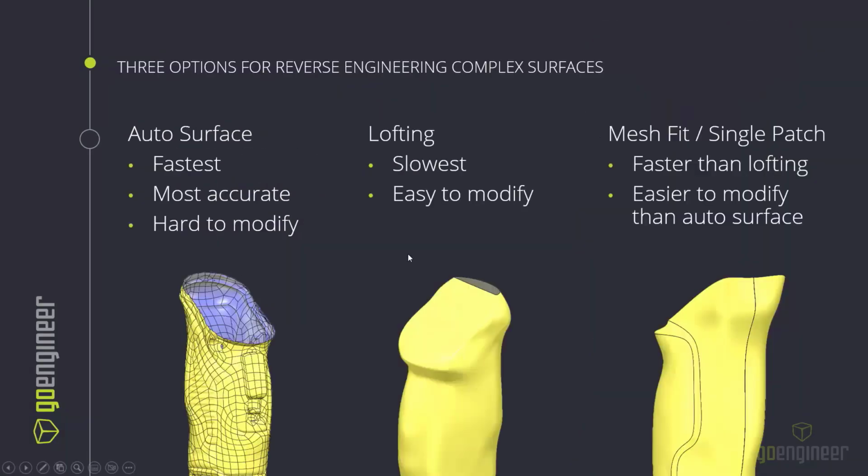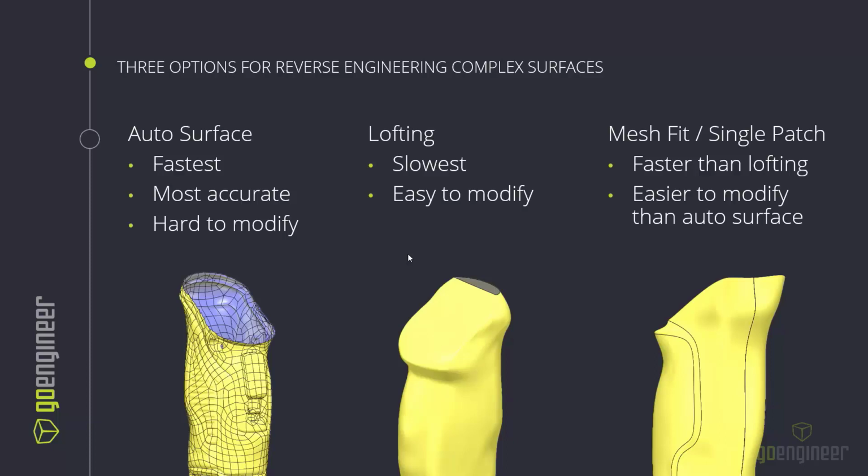Generally speaking, there are three main options for reverse engineering surfaces like these. We have the auto surfacing approach, which is very, very fast and easy to do, and also very accurate, but doesn't allow for easy modification. Next, we have lofting, which is sort of the other end of the spectrum. It's a lot slower. It takes a lot to make a lofted surface, but it is very easy to modify and tweak, and can even be done parametrically.